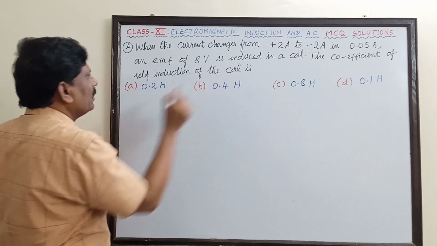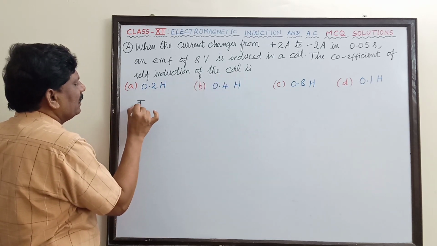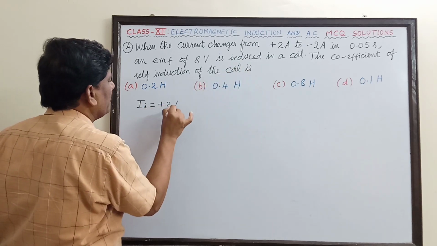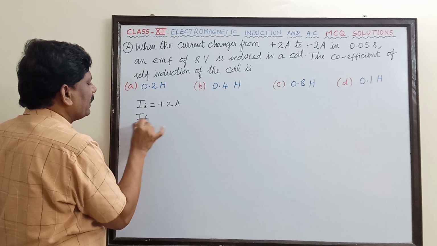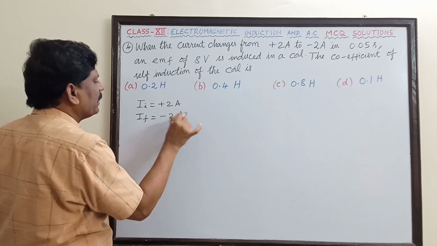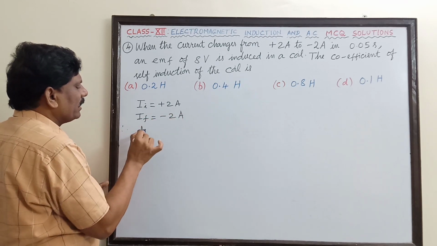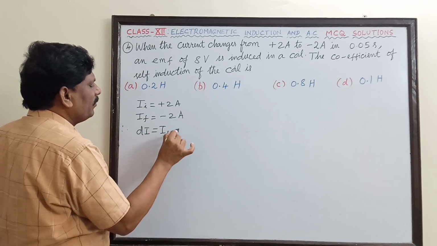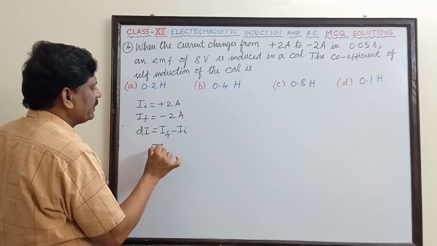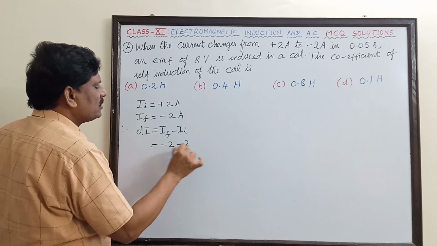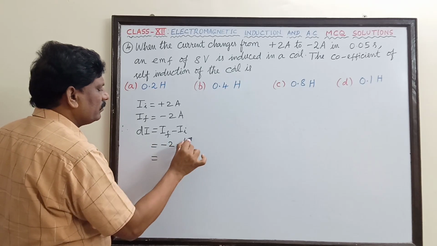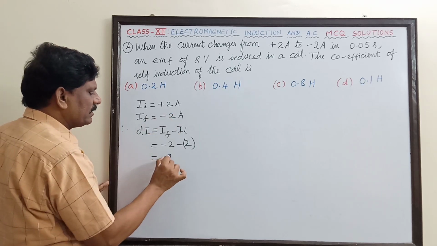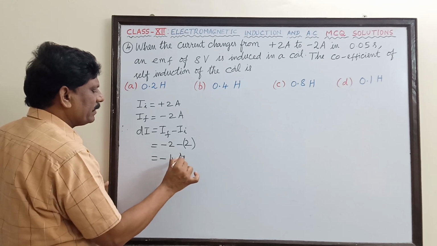Now, what are all the given quantities, I will write first. The initial current is given as plus 2 ampere and the final current is taken as minus 2 ampere. Therefore the change in current is equal to I final minus I initial. So this is minus 2 ampere, minus of plus 2 is minus 2. So this is minus 4 ampere.